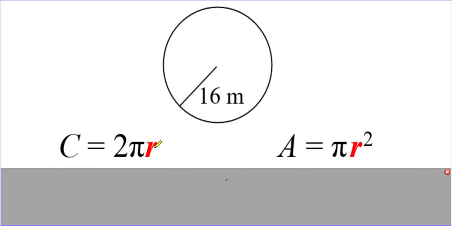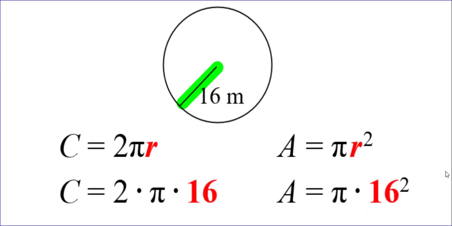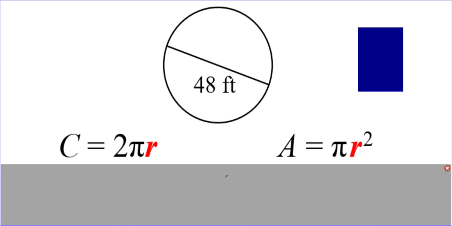They both use r, which represents radius. Some circles will give you the radius, like what you see here, 16 meters. This line segment goes from the center to the edge, only half of the way across. That is the radius. And so simply that 16 would replace the r. No big deal. However, some other problems are not going to give you the radius. As you can see here, this line segment goes the entire way across. That is not the radius.